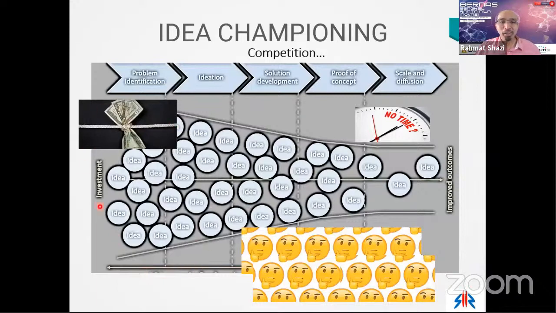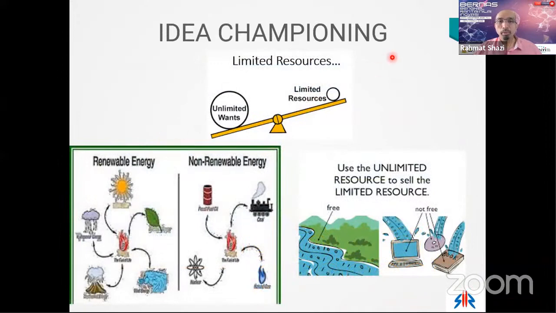There are tons of ideas coming in. Tons of ideas, but we have to filter out which ones really deserve our resources, which ones we should keep in view or KIV, which ones we have to check out. Because we have limited resources, remember? We have limited resources here. There we go, limited resources.